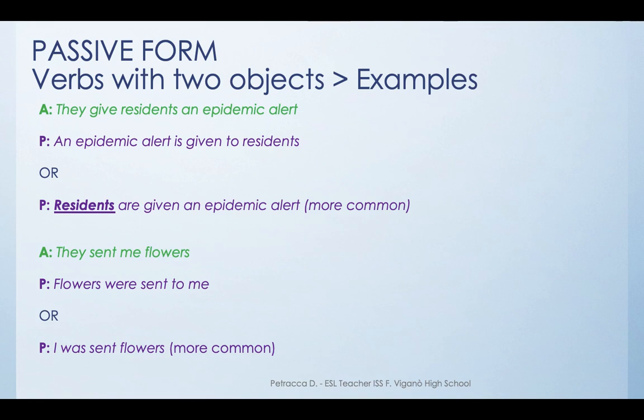They sent me flowers. In the active form. Flowers were sent to me, or I was sent flowers, which is more common. So in this case, they sent me flowers. Me, the indirect object in English, becomes the subject of the sentence. I was sent the flowers, which is a more common structure.